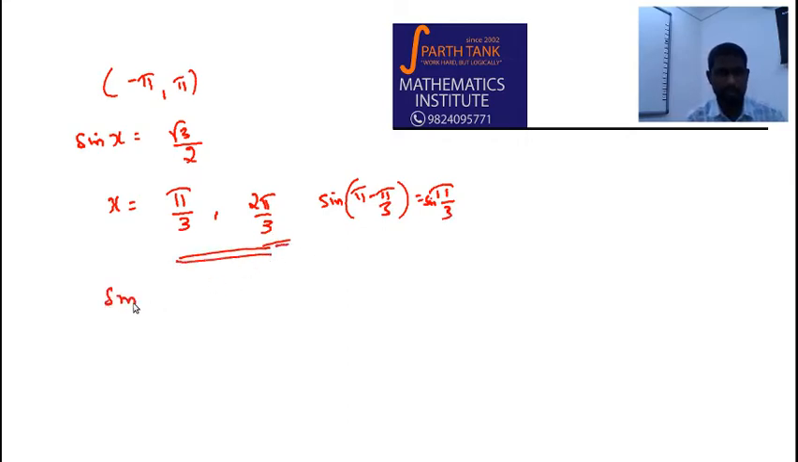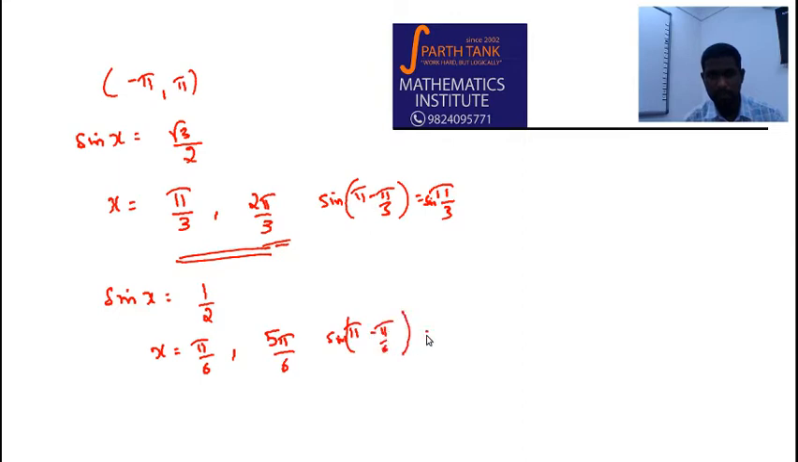The same way, sin x = 1/2 gives x = π/6, and then π − π/6, which is 5π/6, since sin(π − π/6) is sin π/6. These are another two solutions.